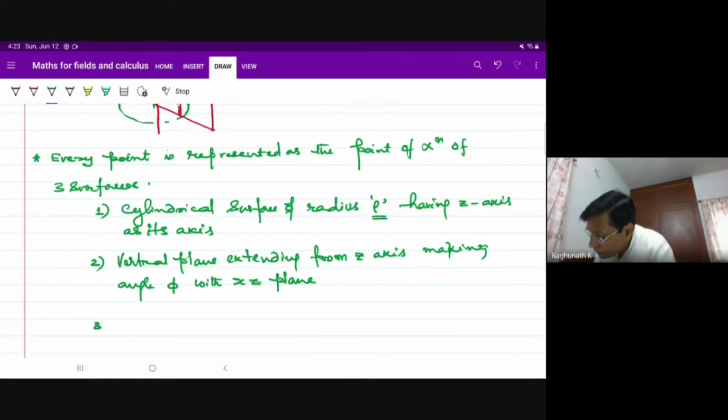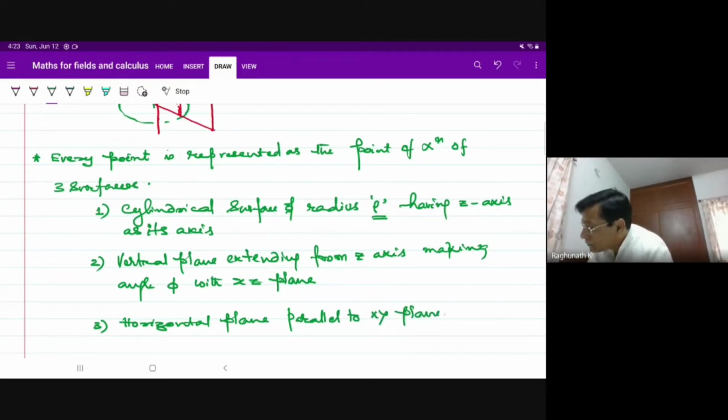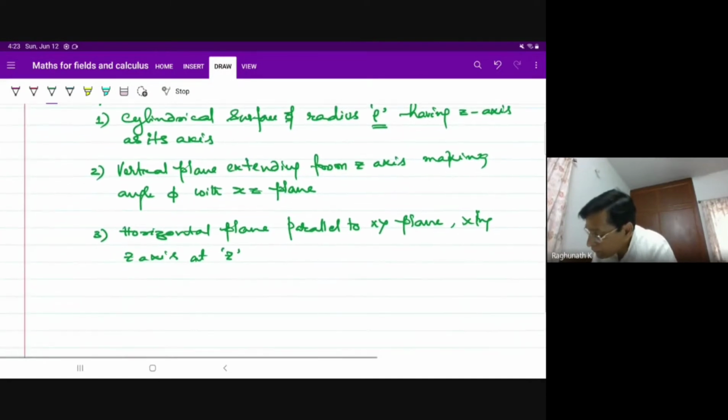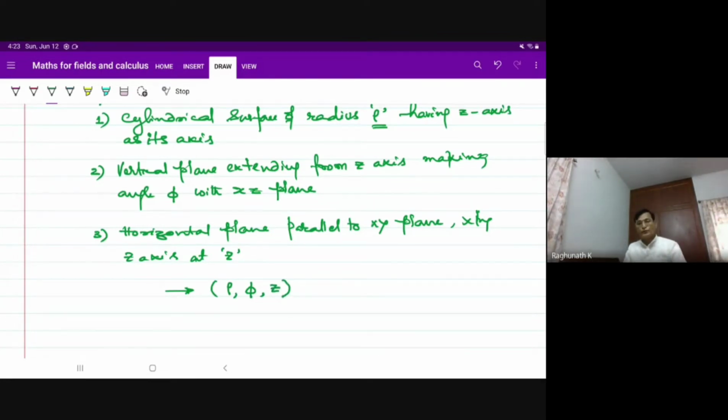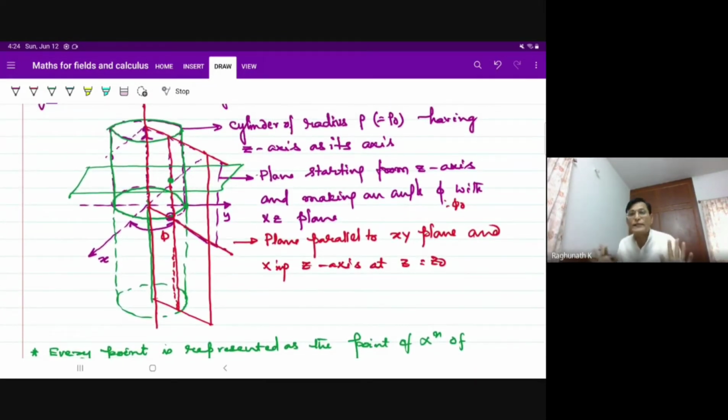Next, number three, a horizontal plane perpendicular to the axis, parallel to the xy plane, intersecting the z-axis at z, because of which the coordinates of the point are rho, phi, z. Please check it once. You should be in a position to visualize it. That's important ultimately.